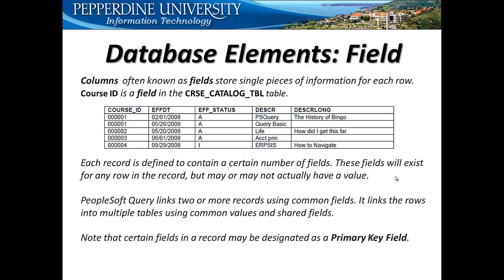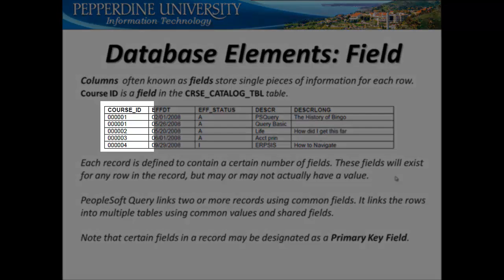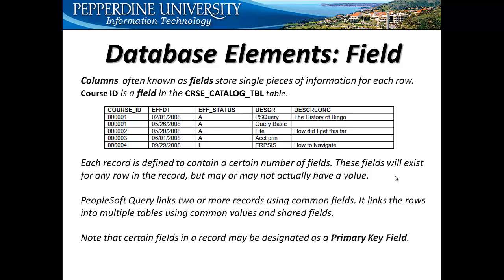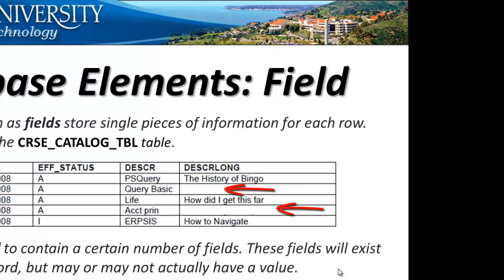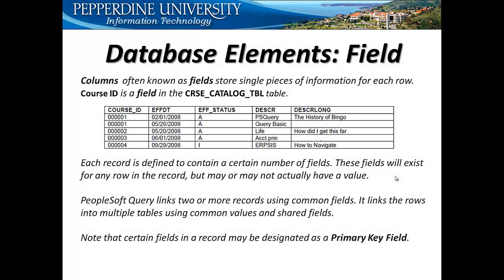Columns are often known as fields, which store single pieces of information for each row. Course ID is a field in the course catalog table. Each record is defined to contain a certain number of fields. These fields will exist for any row in the record, but may or may not actually have a value. PeopleSoft Query links two or more records using common fields. It links the rows into multiple tables using common values and shared fields.